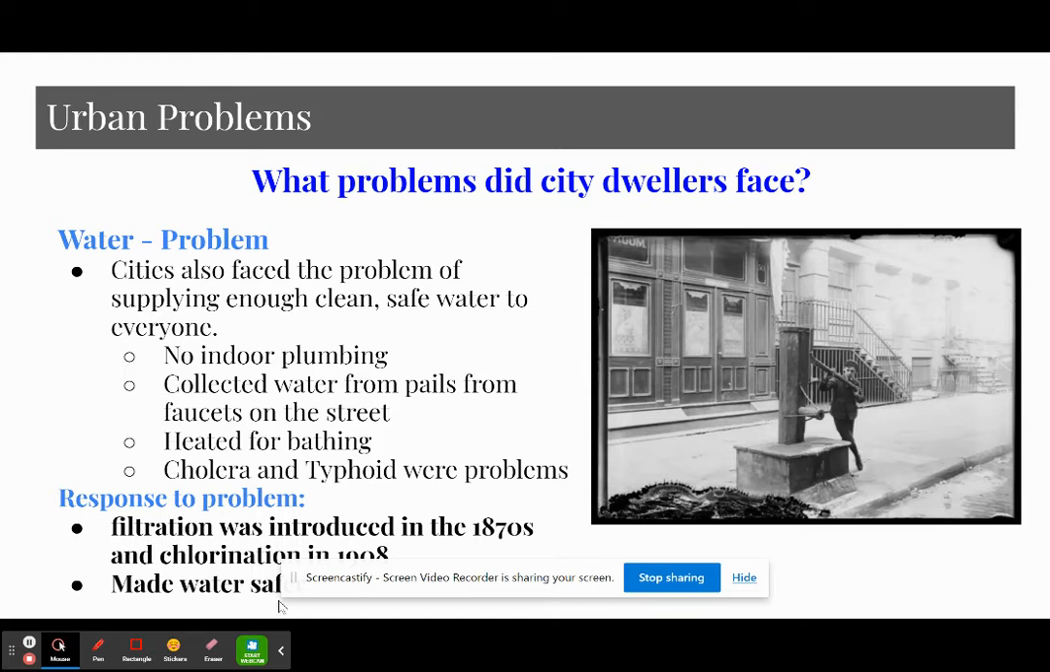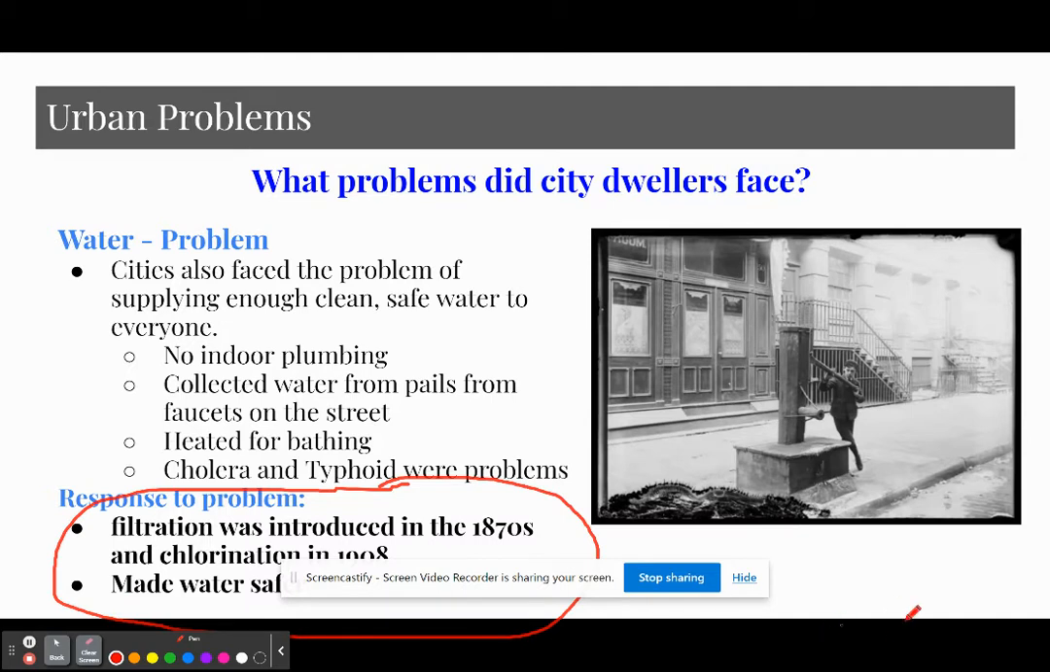So the response to the problem was filtration was introduced in the 1870s and then chlorination, I think that says the 1890s. And it made water safer for people to drink and use. So that did help the problem. Over time, it gets even better, but it did help the problem.